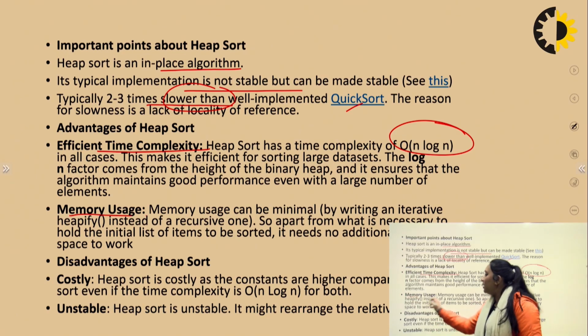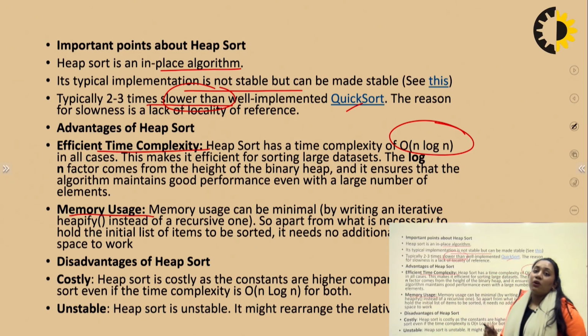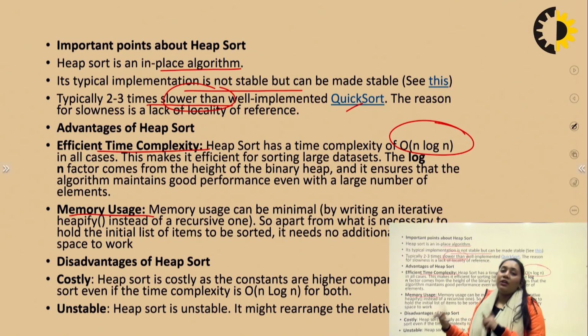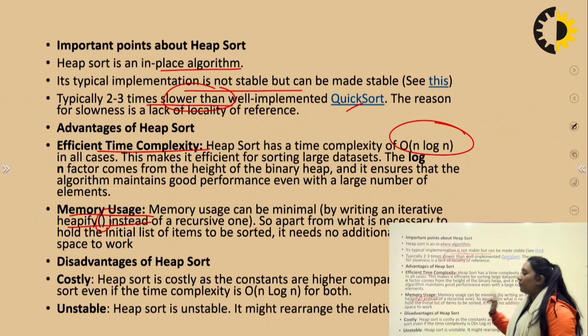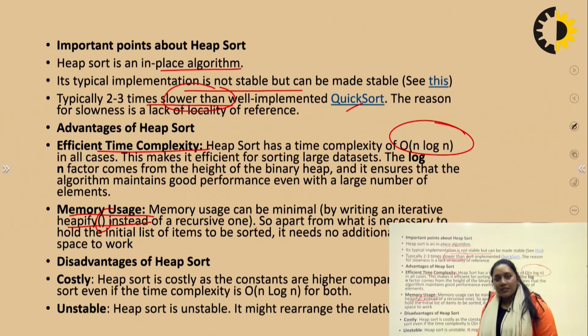Next, we have memory usage. Why memory usage? Because every time it needs to heapify the elements and then swap the elements. Heapify the element, swap the element. The process goes on to sort the elements. So we use the heapify function recursively, calling on the elements and sorting them until it is sorted, right?